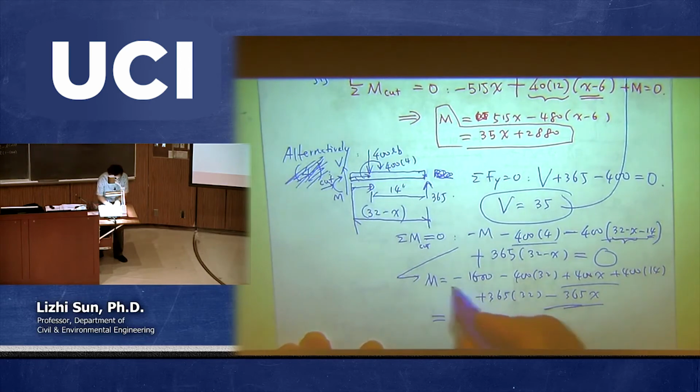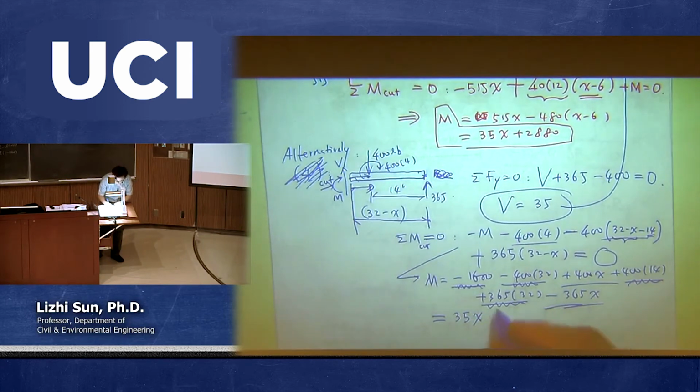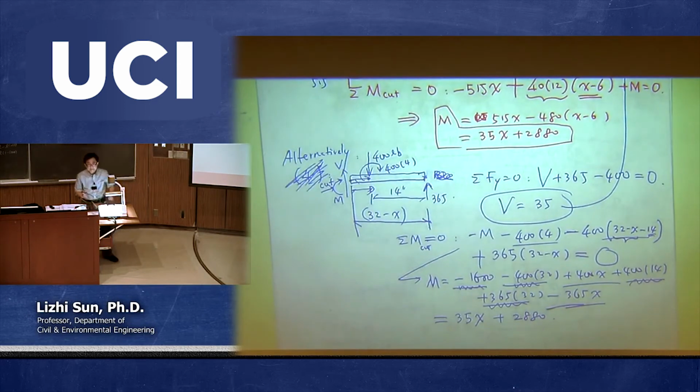Okay, so now we have this term, this term, this term, and this term, four together. You punch your calculator. For those of you who don't have a calculator, negative 1600 minus 400 times 32 plus 400 times 14 plus 365 times 32. So tell me the number. I'm pretty sure it's 2880. Otherwise, there must be something wrong.